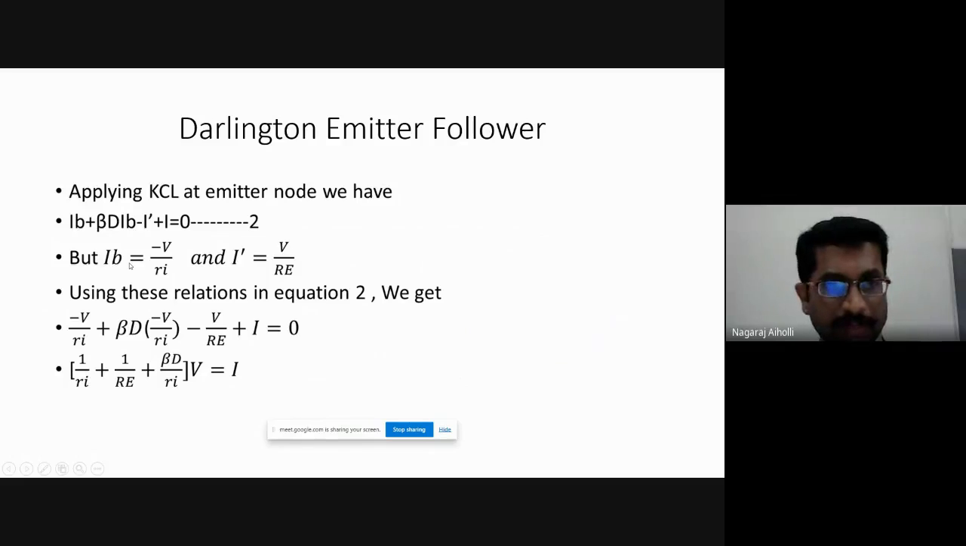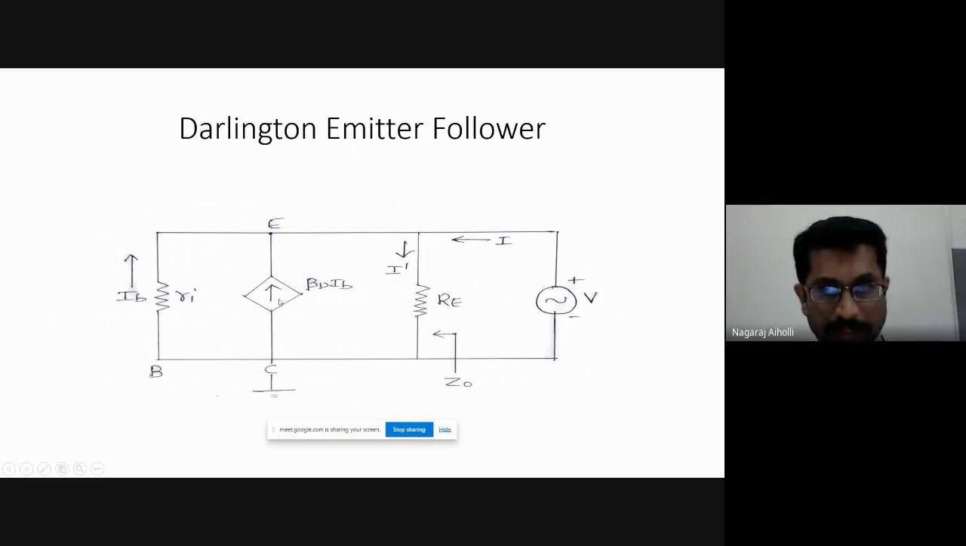What is IB? Here this is V, this is RI, so IB is minus V by RI. If we take the terminals, current entering is positive and current leaving is negative. Towards the base it is positive, towards the emitter side it is negative. Therefore, IB is equal to minus V by RI.